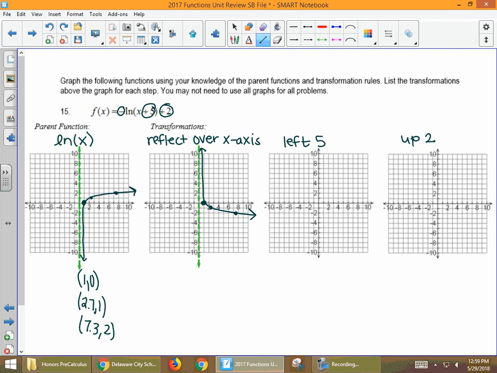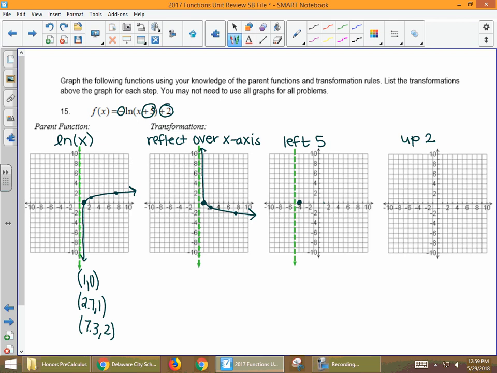Now, our asymptote is going to move when we move left 5. We want to pick everything up and move it. So the first thing I'm going to do is dot in that asymptote. It was at 0, now it's at negative 5. My first point was at 1, now it's going to be at x equals negative 4. So I'm just picking every point up and moving it 5. And if you need to, kind of dot it in 1, 2, 3, 4, 5.